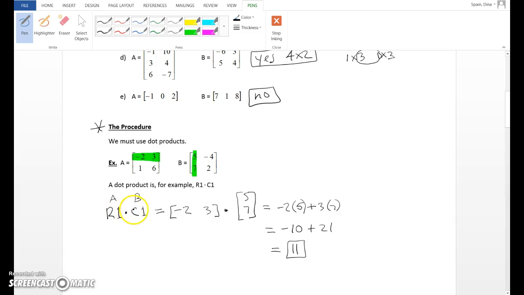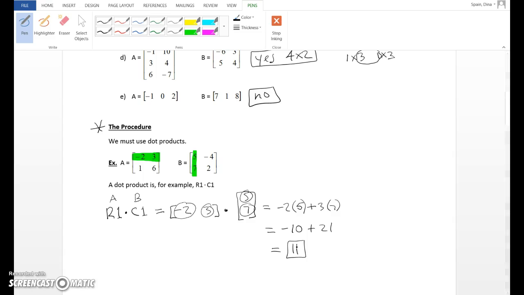So row 1 dotted with column 1, we just took row 1 from matrix A, column 1 from matrix B, and you take the negative 2 times the 5, and then you add that to the 3 times the 7, like that. You kind of go across and down. And it should always return a number. It might be positive, might be negative, might be 0, that's okay. It's just a dot product.